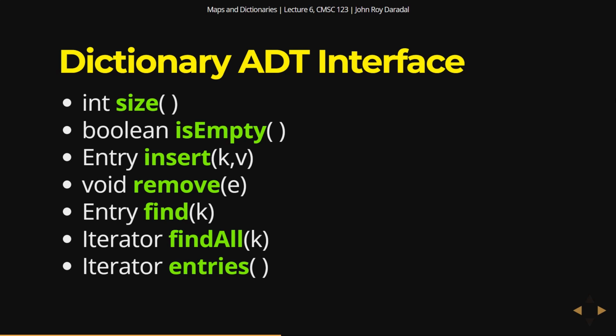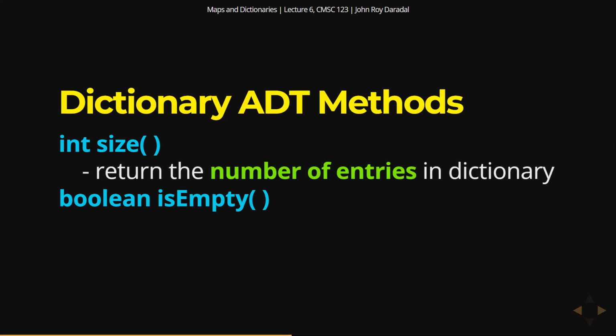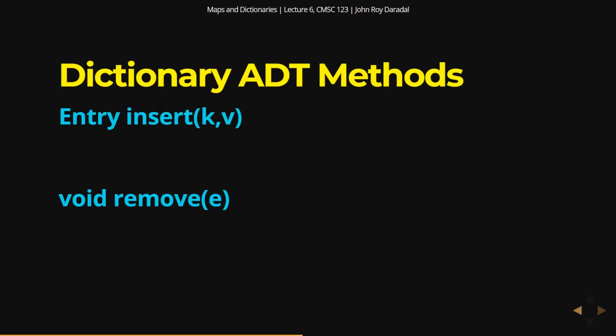So what are the methods that the dictionary ADT supports? So you have the following: size, is empty, insert, remove, find all, and entries. So as usual, we'll go through each one to discuss it in more detail. So of course, we start off with the basic ones, which is the size, which tells you the number of entries in the dictionary, and is empty, which returns true if there are no entries in the dictionary. So this should be pretty self-explanatory by now. But the important ones are the following.